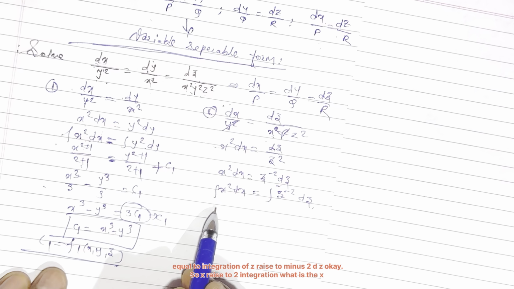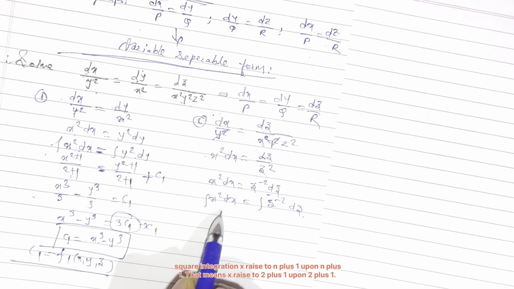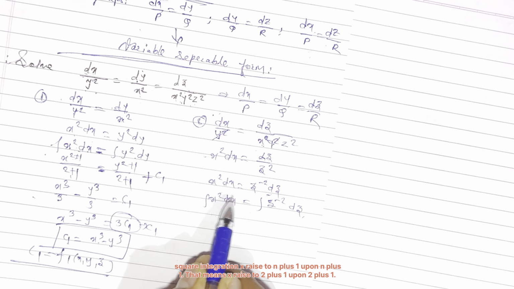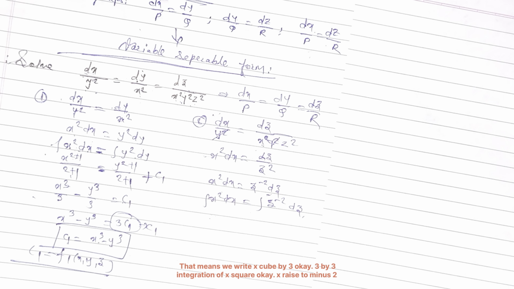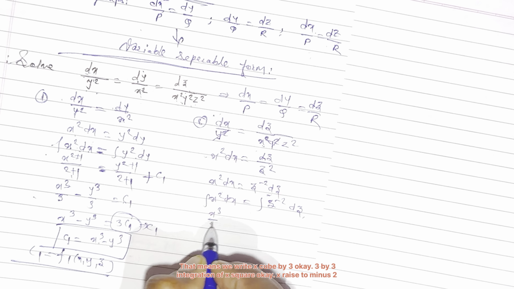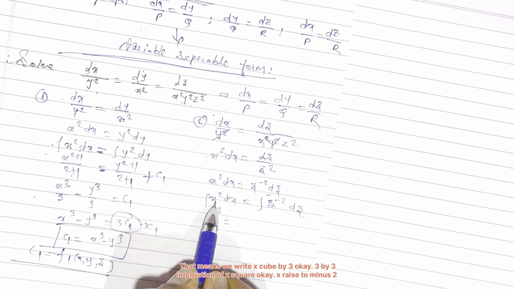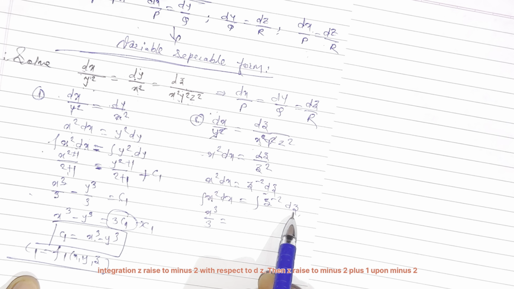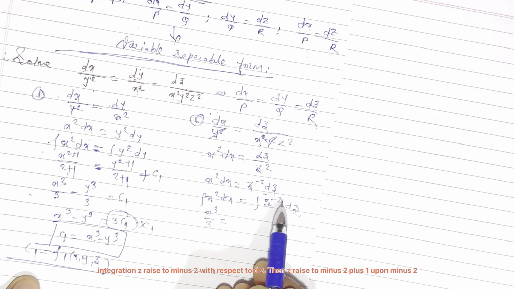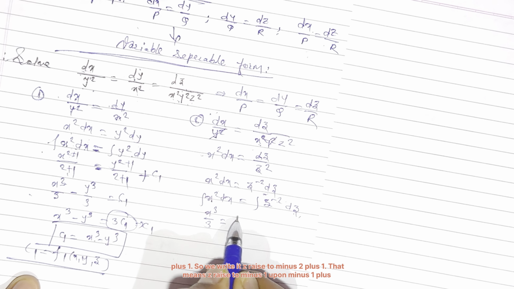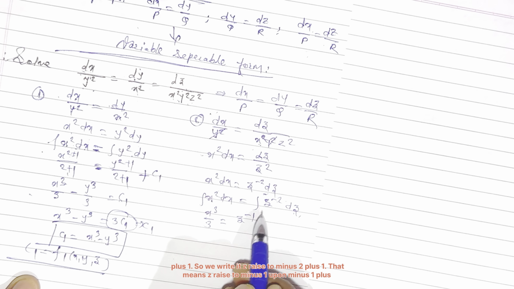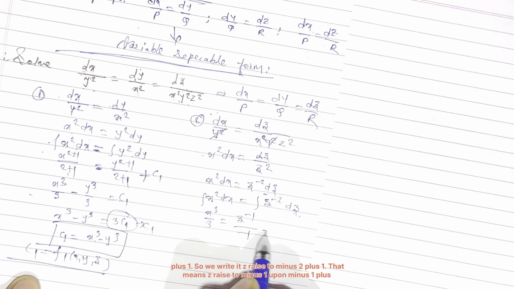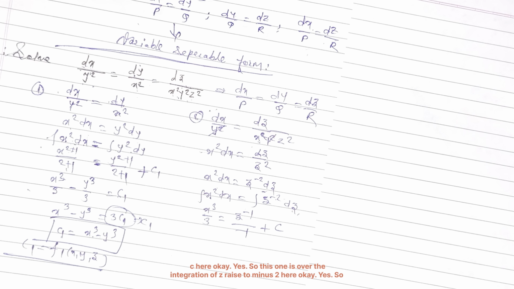What is the integration of x square? X raised to n plus 1 upon n plus 1, that means x raised to 2 plus 1 upon 2 plus 1, so we write x cube by 3. Z raised to minus 2 integrated with respect to dz gives z raised to minus 2 plus 1 upon minus 2 plus 1, that means z raised to minus 1 upon minus 1 plus c here. So this is the integration of z raised to minus 2.